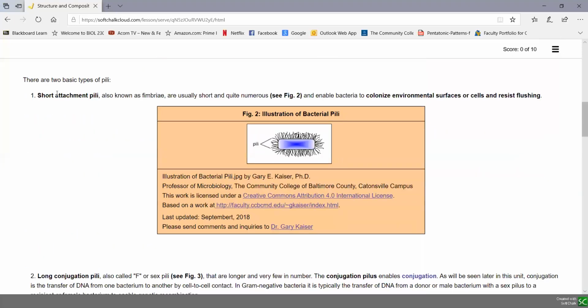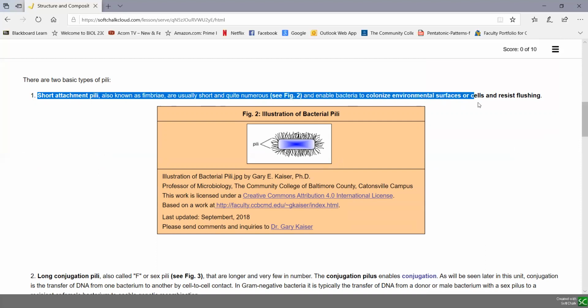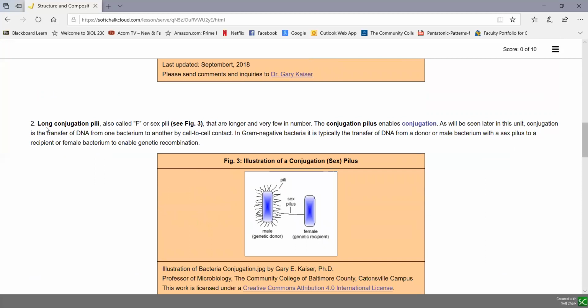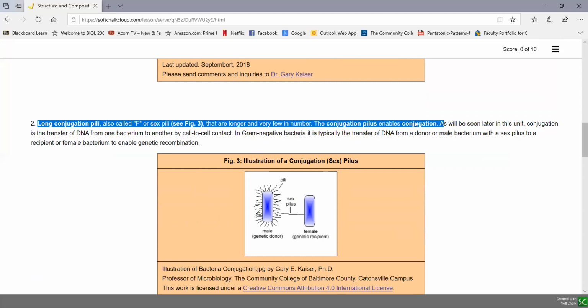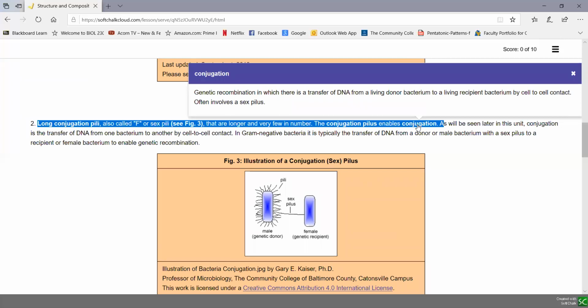There are two basic types of pili. The short attachment pili, which are also known as fimbria, are usually short and very numerous, and they enable bacteria to colonize environmental surfaces such as host cells and resist flushing. Whereas long conjugation pili, sometimes called F+ pili or sex pili, are longer and fewer in number, and they of course enable conjugation. And remember, conjugation is genetic recombination where there's a transfer of DNA from a living donor bacterium to a living recipient bacteria by cell-to-cell contact. And in gram-negative bacteria, that would involve a sex pilus or conjugation pilus.